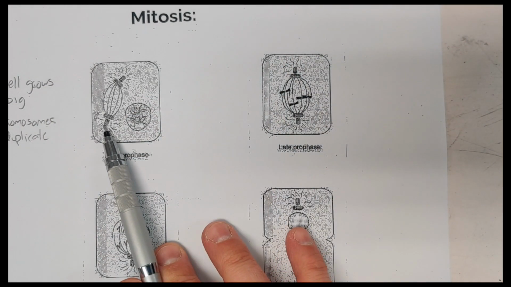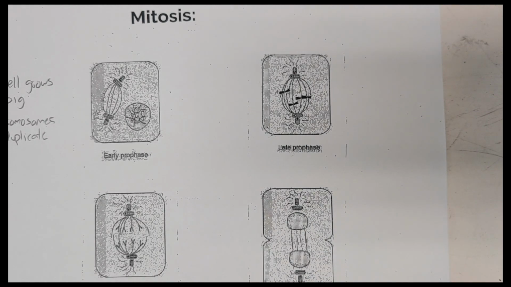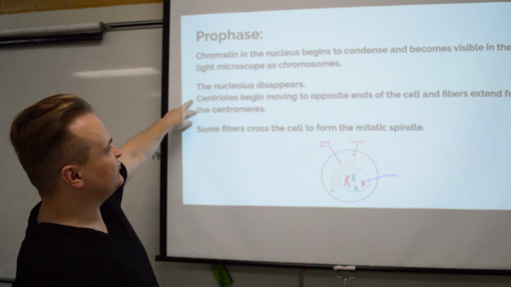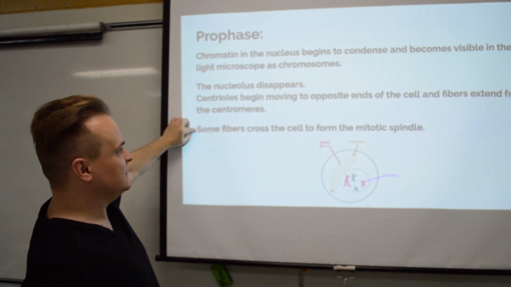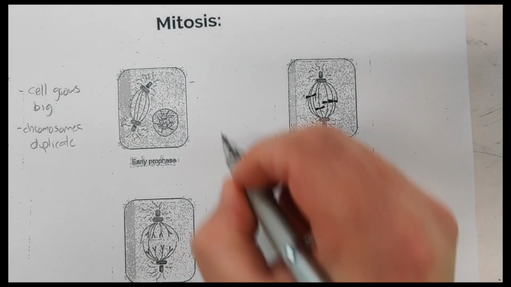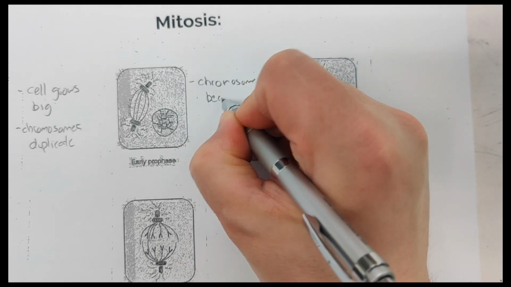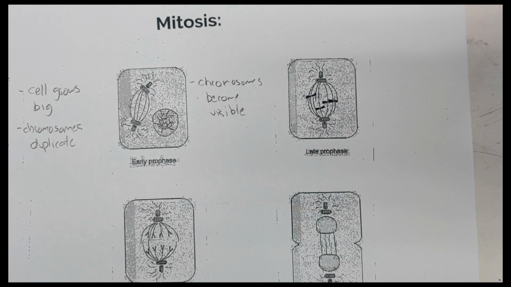It looks like spindle fibers are forming there, and it looks like they're grabbing them in this one. So let's look at the prophase slide. Okay, chromatin and the nucleus begin to condense, and centrioles begin creating spindle fibers. Okay, so what would we say? I would say here, chromosomes become visible. Okay, and I would say centrioles and spindle fibers are formed.